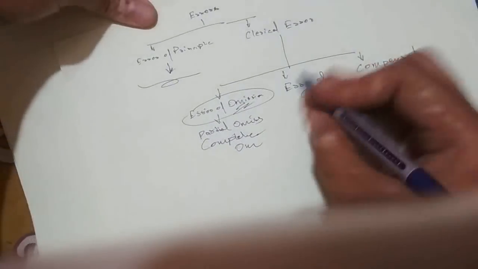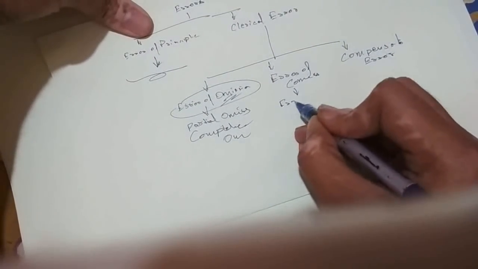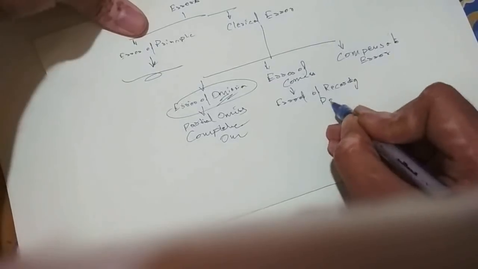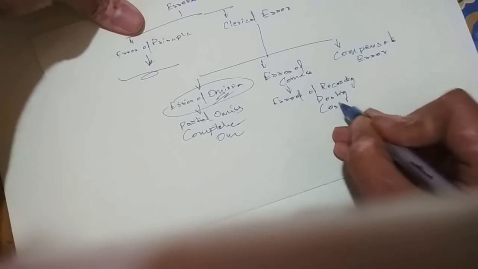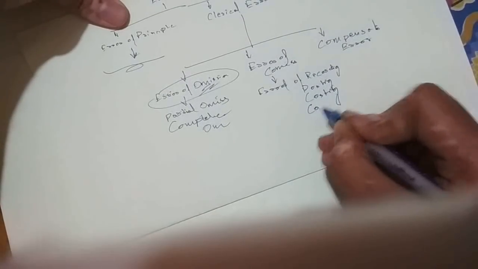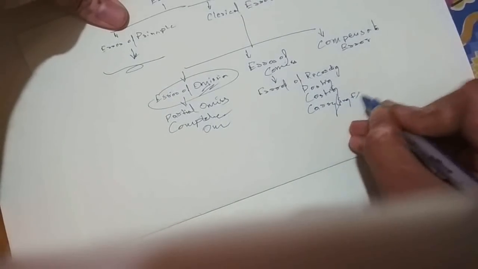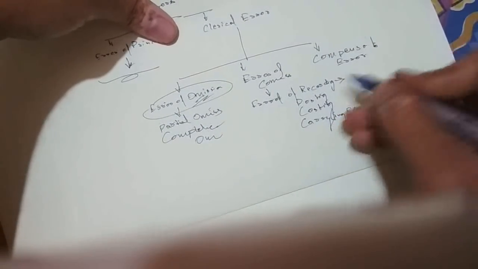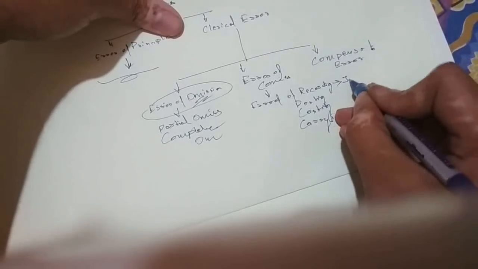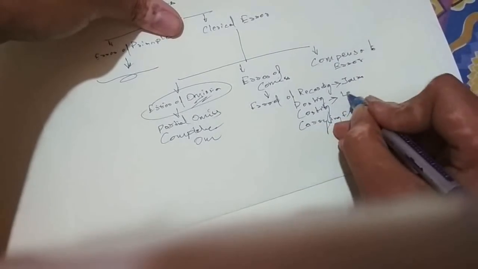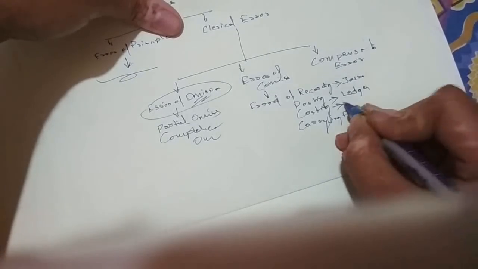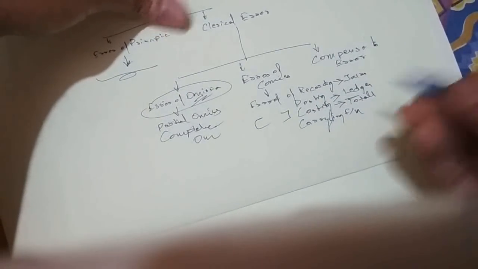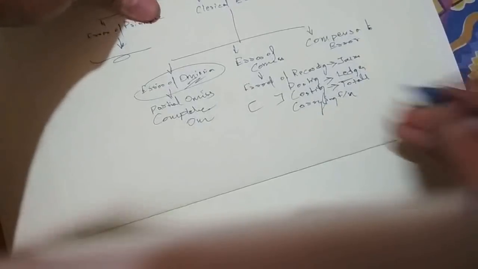In the error of commission, we have errors of recording, posting, casting, and carrying forward. Recording error happens in the journal. In posting, the error is in the ledger. Casting means totaling. This is in the trial balance, you can say. In the totaling of the things, if it doesn't match, then this error has happened.